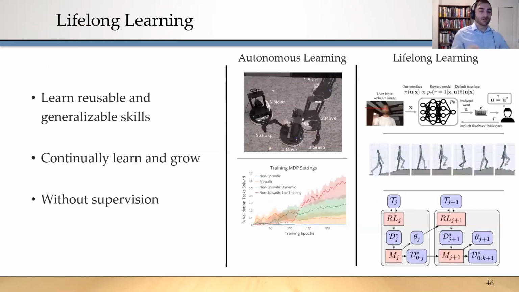This gets into another area that I've done a lot of work in, called lifelong learning. It really is this idea of, I want agents to really learn reusable and very generalizable skills. The method is that you really want agents to be able to continually learn and grow, the same way that we've experienced tons of things in our lives, gone through many years of education, such that we can apply the skills that we've learned and the information that we've gained to solve new tasks faster or even solve new tasks at all. And in my case, I'm particularly interested in being able to do this without many types of supervision.